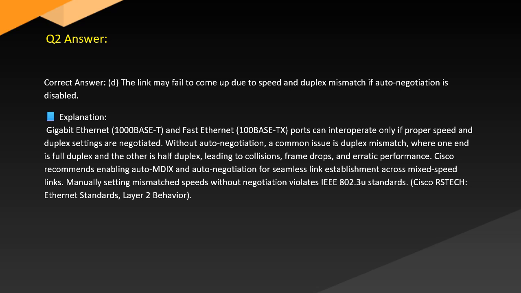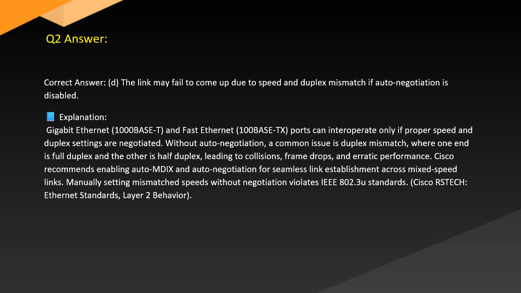Gigabit Ethernet 1000BASE-T and fast Ethernet 100BASE-TX ports can interoperate only if proper speed and duplex settings are negotiated or manually matched without auto negotiation. A common issue is duplex mismatch, where one end is full duplex and the other is half duplex, leading to collisions, frame drops, and erratic performance.